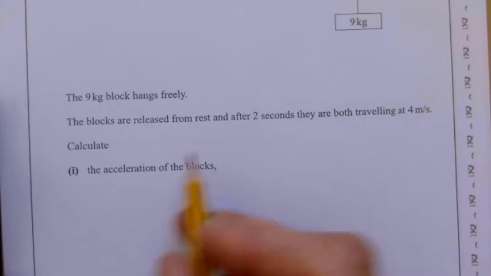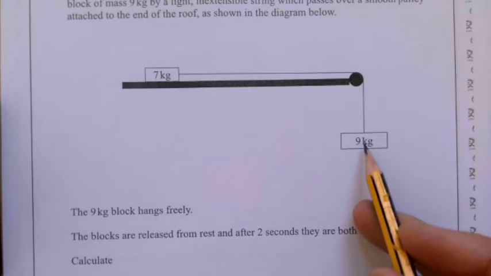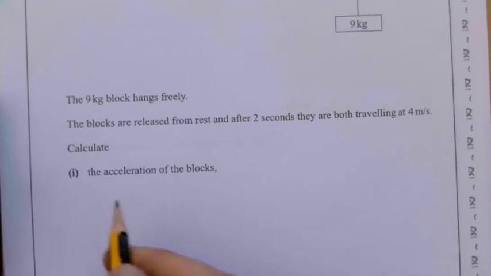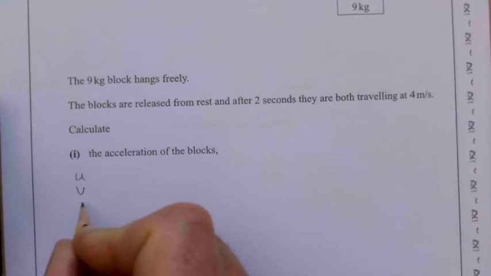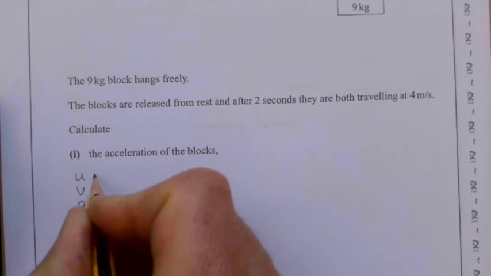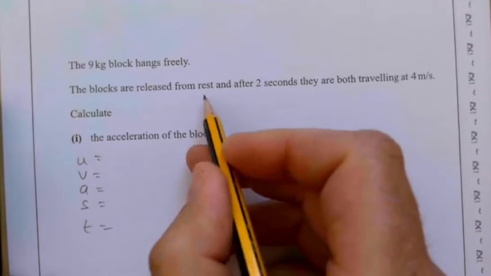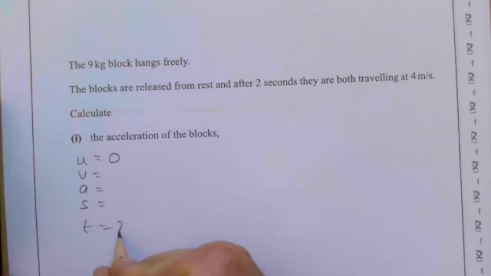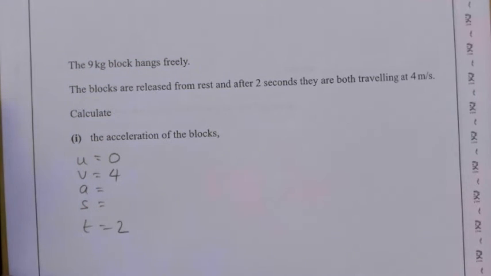This one is going to be UVAST to start with. I think that's quite hard to see. Quite often you do F equals ma for these, but they've given us the information. We're going to start with the acceleration, then I assume we'll use F equals ma a little bit later on in the question. So U, V, A, S and T, and as ever we're looking for 3 pieces of information. If we know 3 of these, then we can work out all the rest. It says the blocks are released from rest, so we know u is 0. After 2 seconds, so time is 2, they're both travelling at 4. So there's our 3 pieces of information.